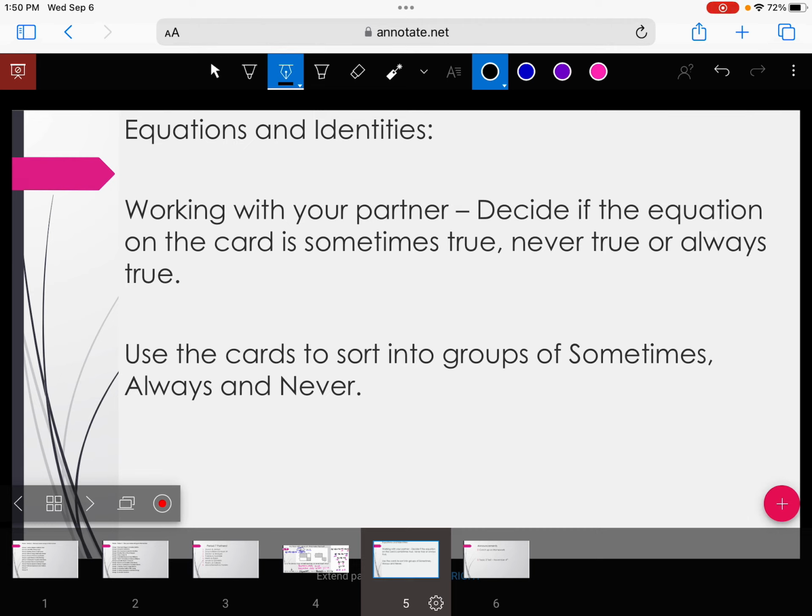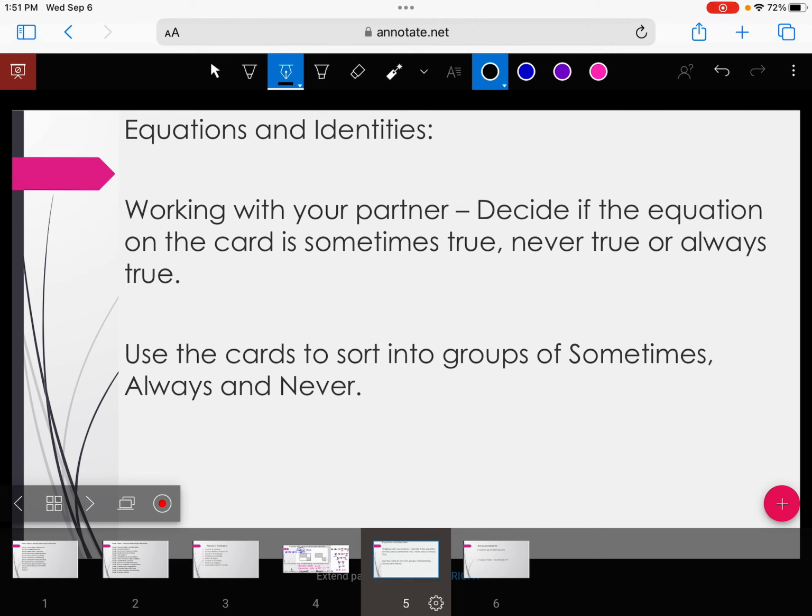Yay. Never mind. So what you're going to do is work with your partner, which I will put the partner page back up in just a second. You're going to take a deck of cards. Not a deck, there's like 14 cards here. And you're going to sort them into 3 piles: sometimes true, never true, always true. You may need dry erase whiteboards to do things. You may just start to notice patterns. You can do things like that.